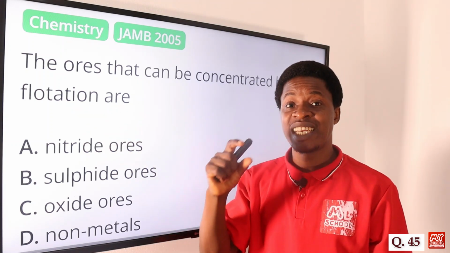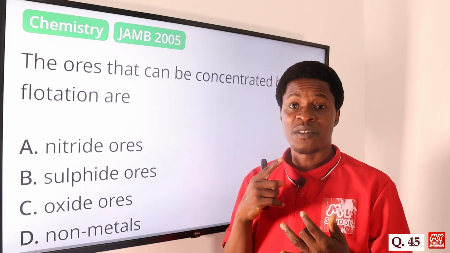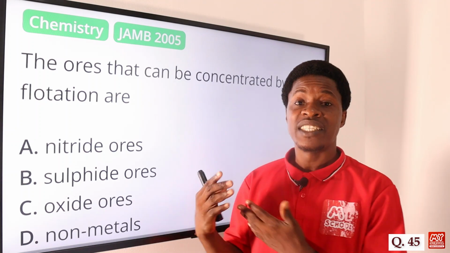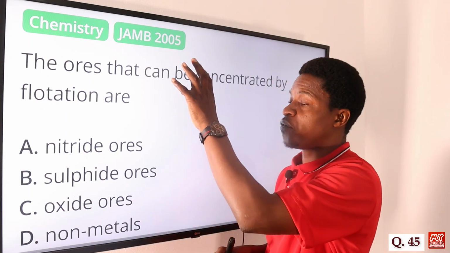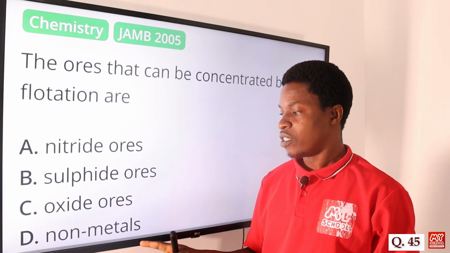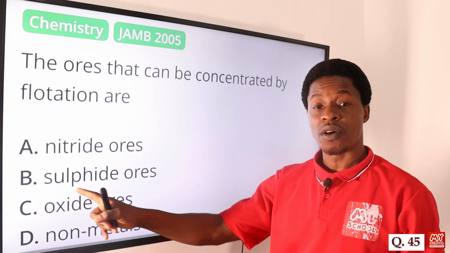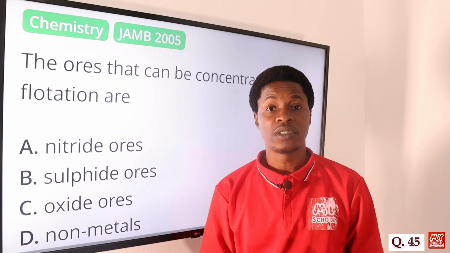They are especially the sulfide ores, usually those that contain zinc, the ores of lead, and so on and so forth. So the ores that can be concentrated by flotation are not the nitrite ores, not the oxide ores, not the non-metal ores, but the sulfide ores. So based on that, the correct answer is option B.